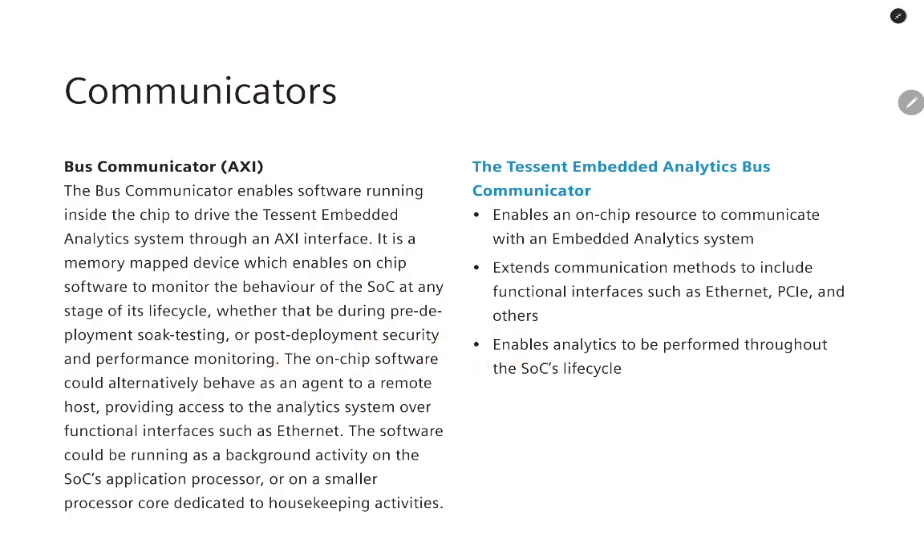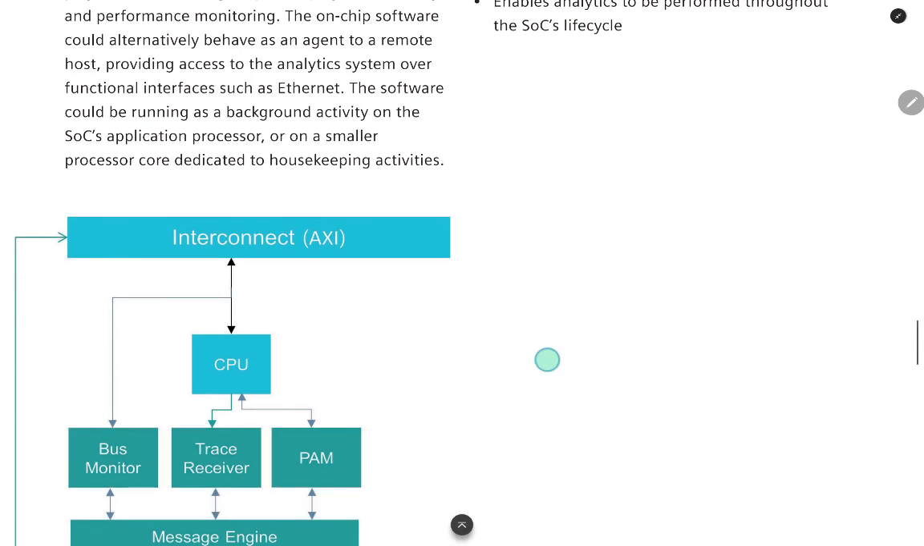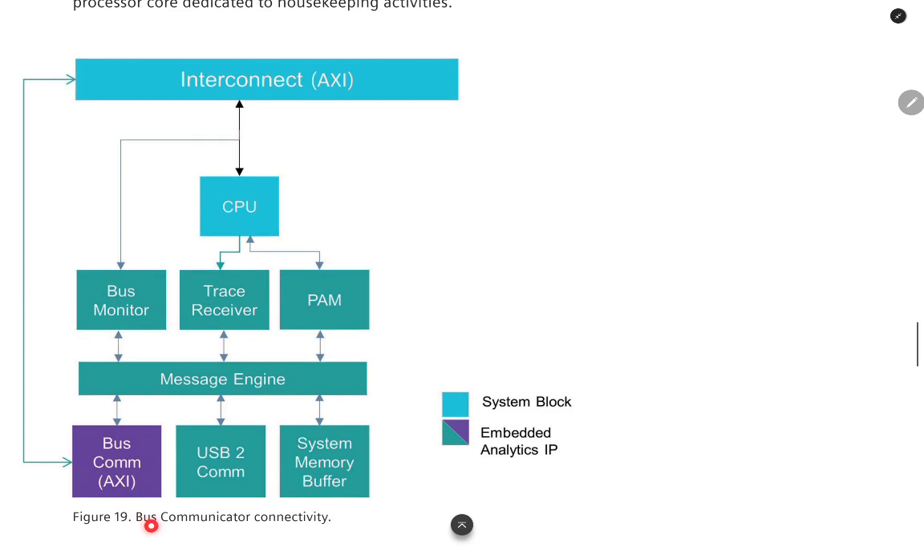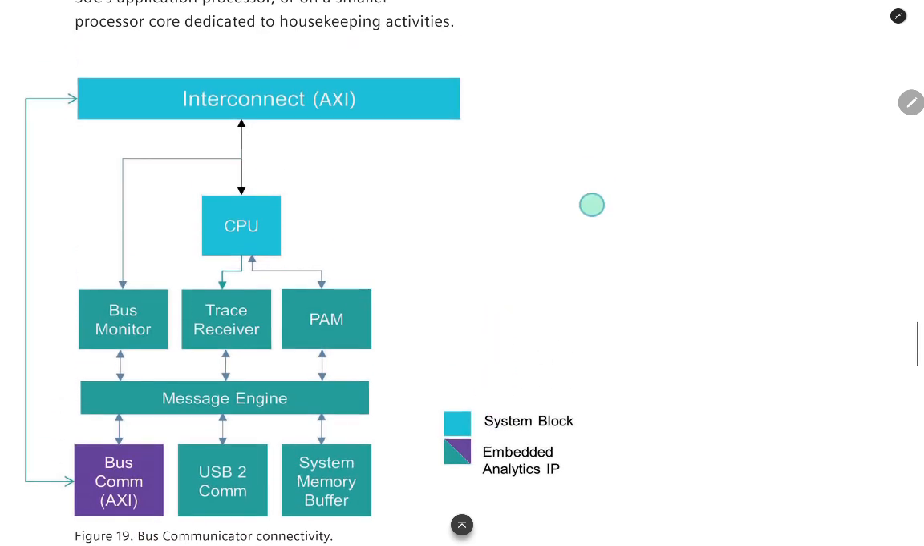The on-chip software could alternatively behave as an agent to a remote host, providing access to the analytics system over functional interfaces such as Ethernet. The software could be running as a background activity on the SoC's application processors or a smaller processor core dedicated to housekeeping activities. For example, figure 19, bus communicator connectivity.